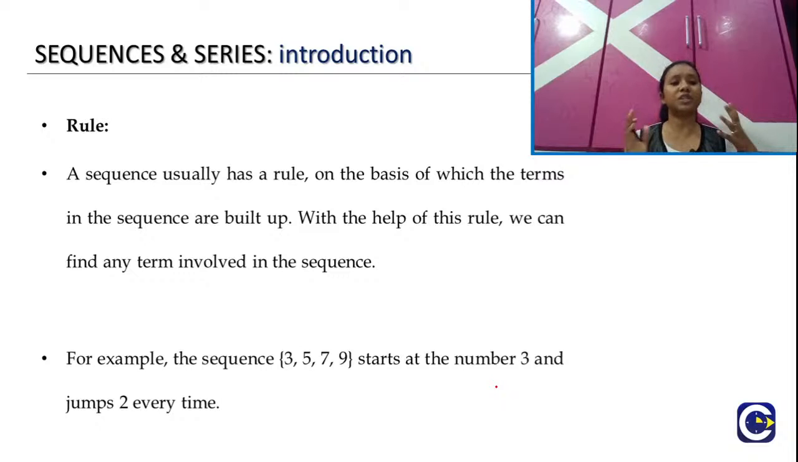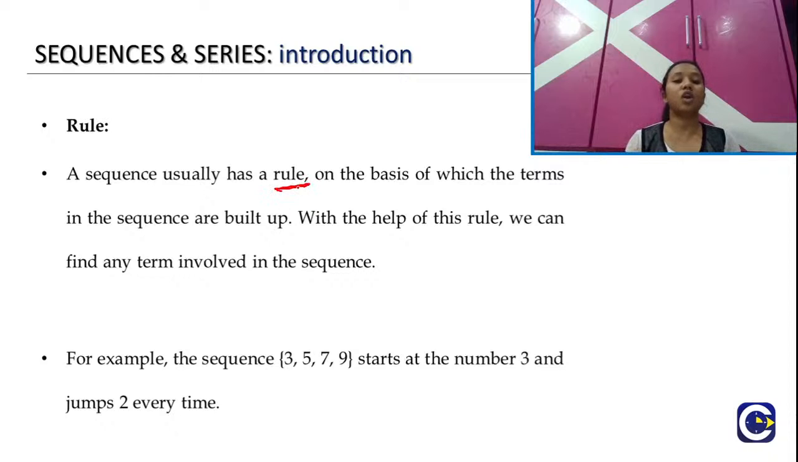When you are writing any sequence, it's obvious that it will be following a particular rule. For one sequence, there will be one typical rule, using which the other terms in that sequence will be built up. So a sequence usually has a rule. It's obvious that for every sequence, there will be a rule.